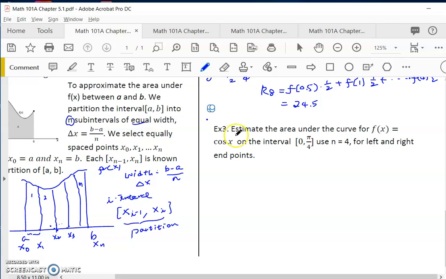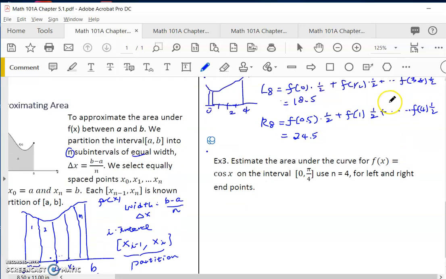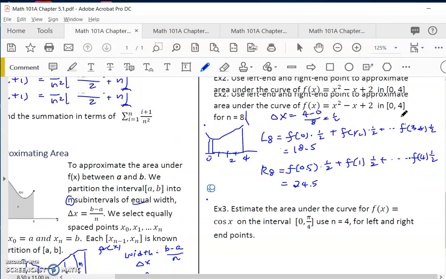This video is still chapter 5.1, part 3. So we wrap up how to approximate area using left and right endpoints, and also notice the special features of left and right endpoints. I did not finish the last one, so maybe I'll go over the last one a little bit.